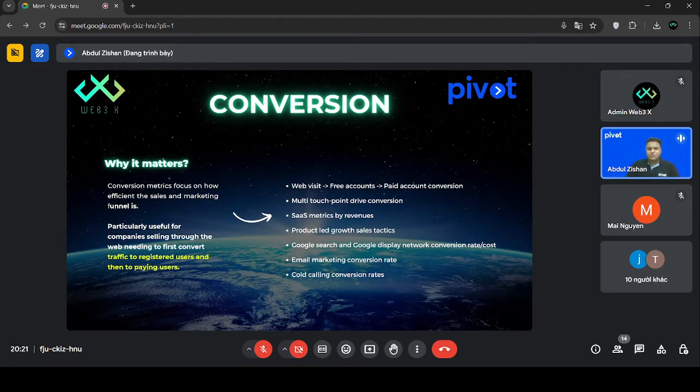For example, Uniswap might see a high rate of users performing swaps, but a smaller percentage providing liquidity. So understanding these conversion rates helps identify where users are dropping off and where improvement can be made to increase engagement and revenue.